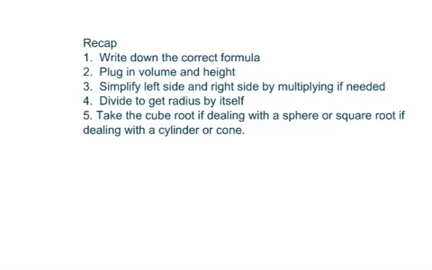So remember, you're going to multiply to make sure that there's only one value on the left side and one value on your right side. Then you will divide to get the radius by itself, always. And your final step is to take the cube root if you're dealing with a sphere, or the square root if dealing with a cylinder or cone.